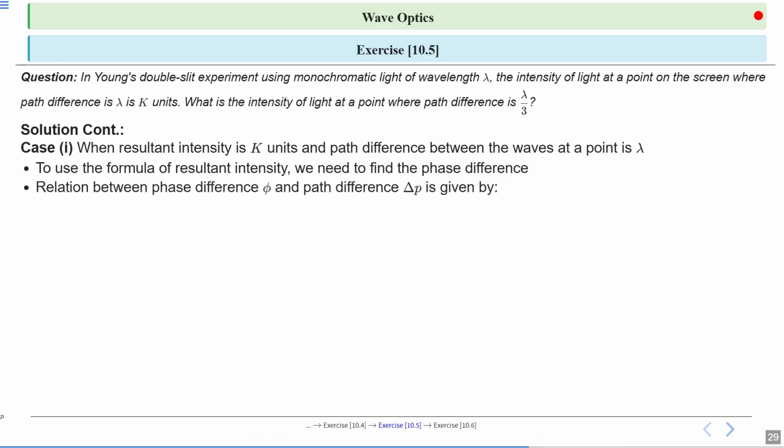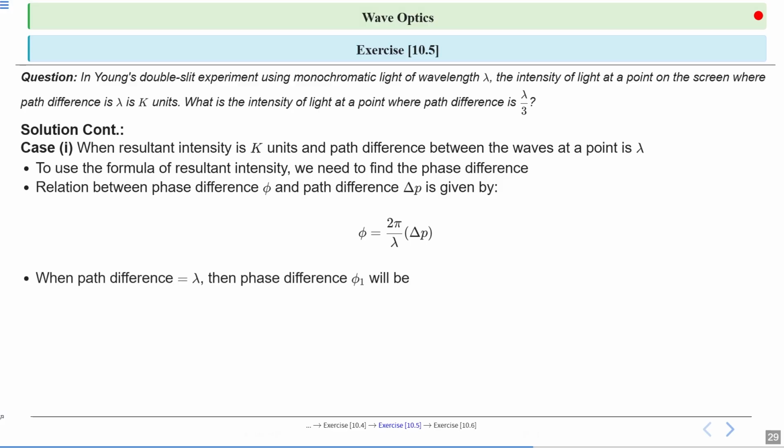The relationship between the phase difference phi and path difference delta p is given by a specific formula. This formula helps us calculate the phase difference based on the path difference. So the formula we use is phi equal to 2 pi upon lambda multiplied by delta p. Here phi represents the phase difference, lambda is the wavelength, and delta p represents the path difference. So let's apply this formula to our specific case.